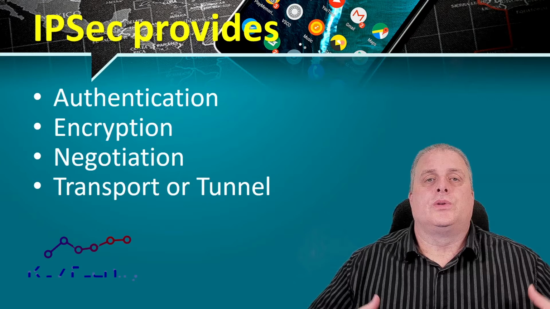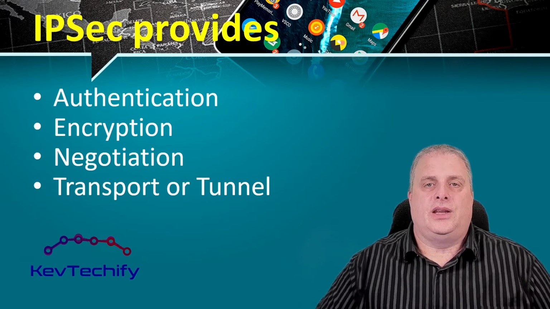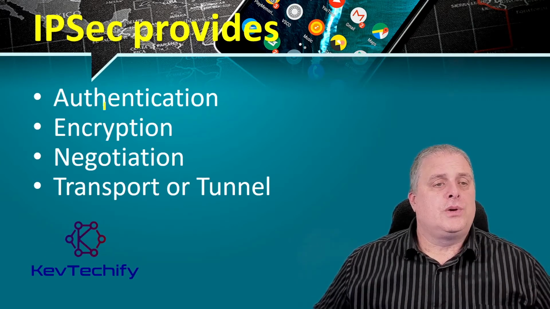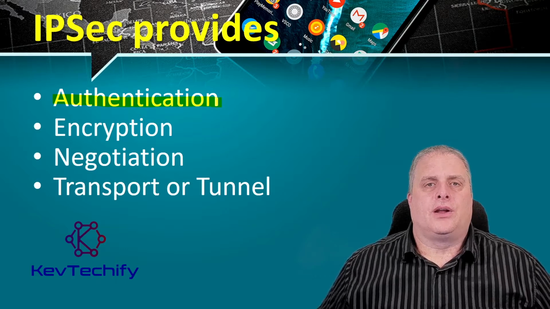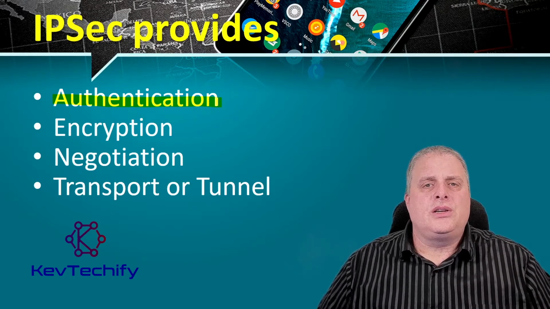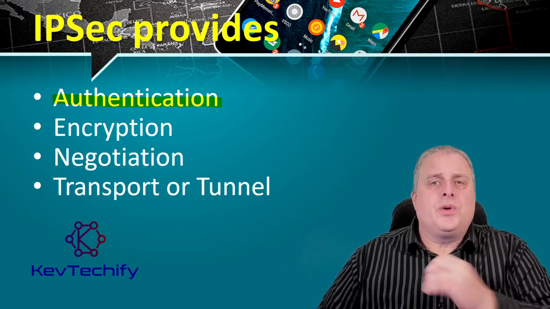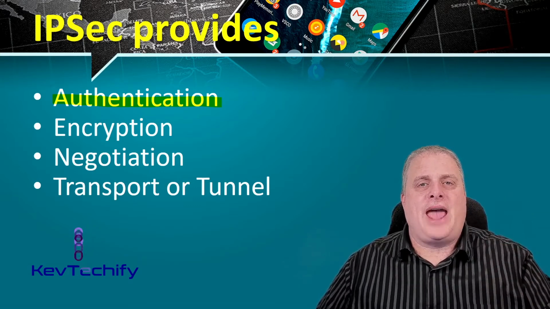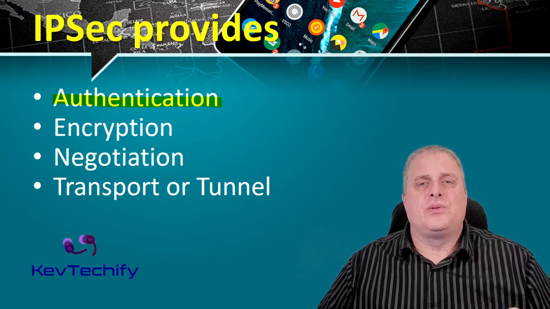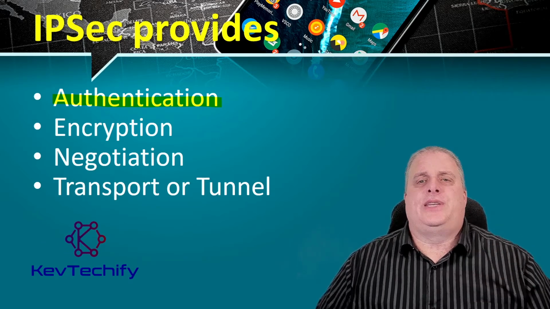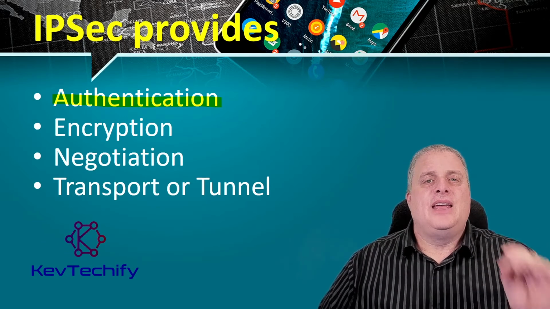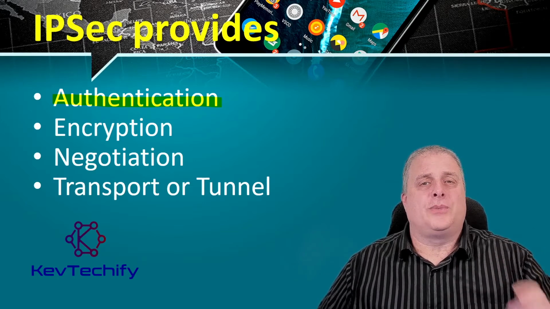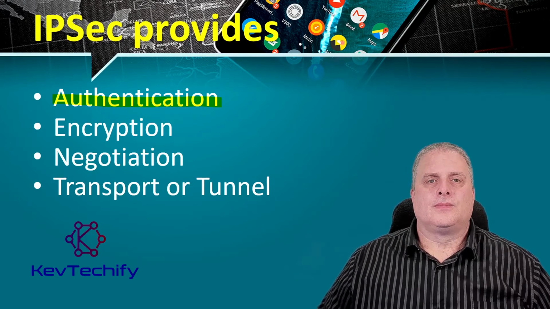IPsec provides us with some of the basic things that are needed in security. The first one here is authentication. Authentication for data origin, being able to authenticate that your data came from where you think it came from. It also gives us integrity, that it was not changed en route, and it also gives us protection against replay attacks if the information or data was intercepted, like in a man-in-the-middle attack.